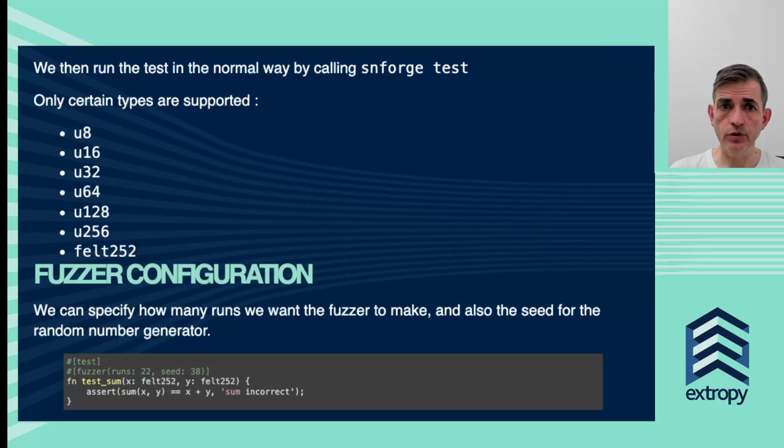In addition to Foundry, there's also a project called Cairo Fuzzer. I've got a link there to the repo. This is a standalone tool that will also allow you to do fuzz testing of your contracts.